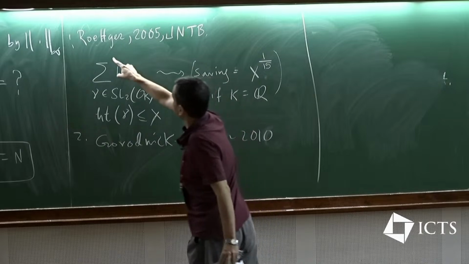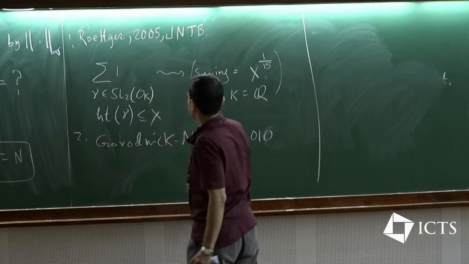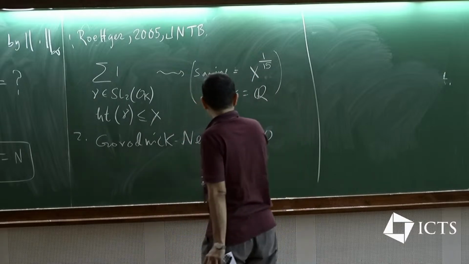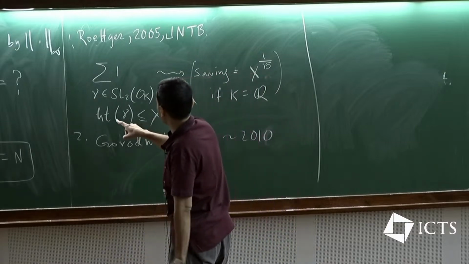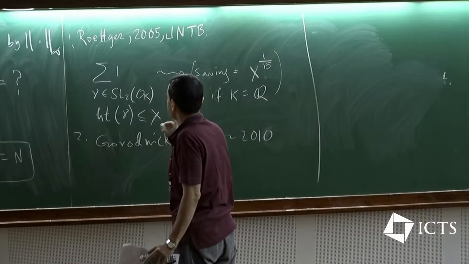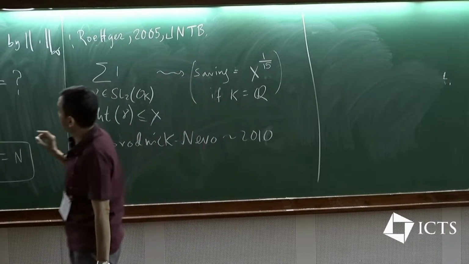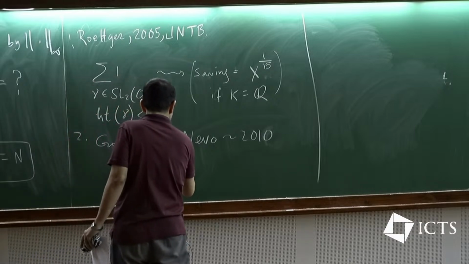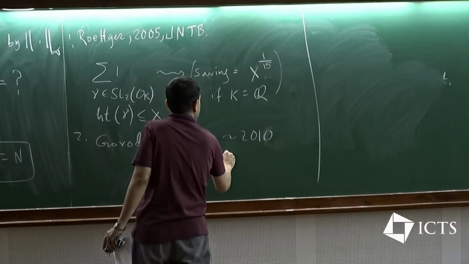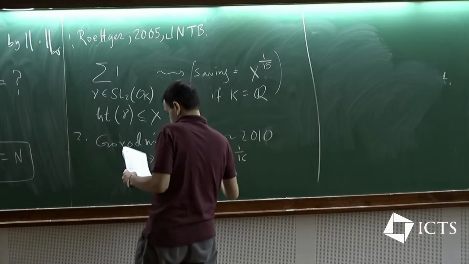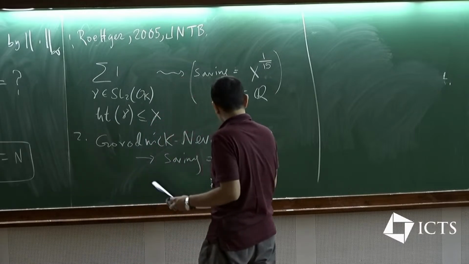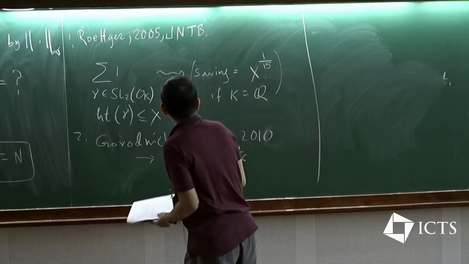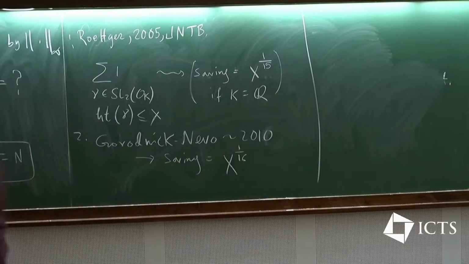Roedger's theorem is much more general. It works for any number field. By Q, you will get this. And Gorodnik-Nevo works in a lot of generality, but in this problem, the saving will be x power 1 by 16. But of course, it is far more general. We are considering only a simple case. All right, and then our result is the following.